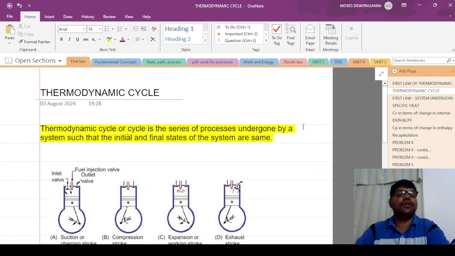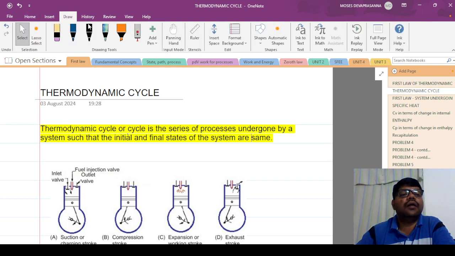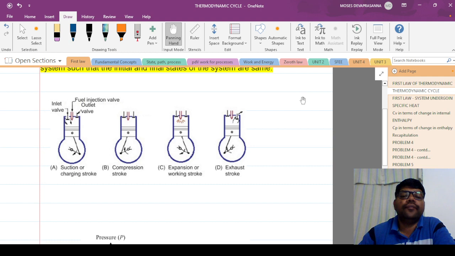In today's video lecture, we are going to look at thermodynamic cycle. First, let us look at the definition of thermodynamic cycle. Thermodynamic cycle or a cycle is the series of processes undergone by a system such that the initial and final states of the system are same. Let us look at the example shown here.